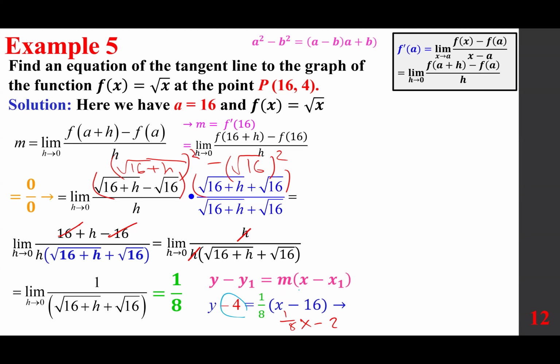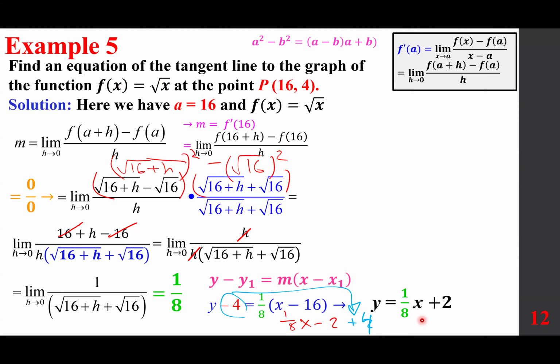Negative 4, you move it to the other side, becomes positive 4, and negative 2 is positive 2. y equals 1/8 x plus 2. And I want to make a point that this point belongs to the original function, and it belongs to the tangent line, so it should work, and it does, of course.